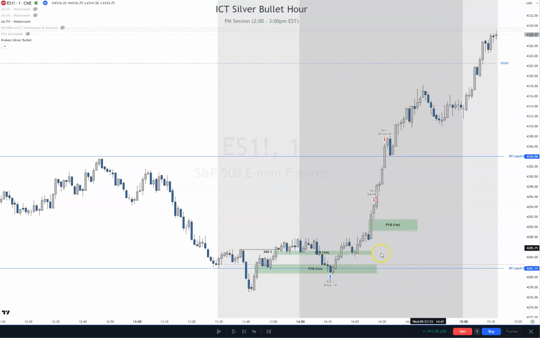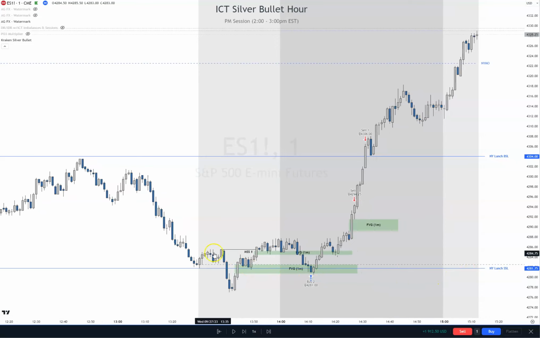So we started the PM session with the sell side of the New York lunch being taken out. We had a market structure shift. We pulled our fib from the low to the high, and we saw equilibrium was right here, and we took our trade when it got into that fair value gap. We targeted the New York lunch buy-side liquidity, right? It was a 23 handle move, and we took partials at about 60%. We trailed our stop pretty tight because it's a huge move, and we hit our TP.